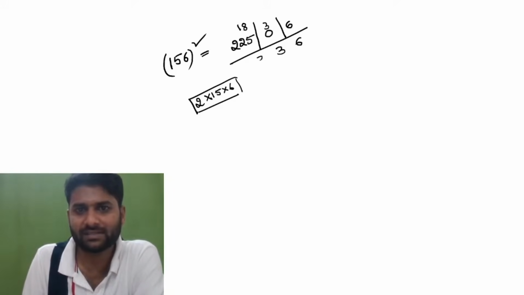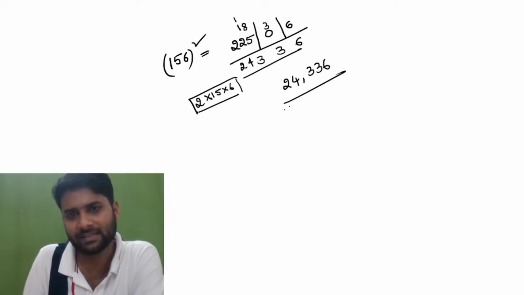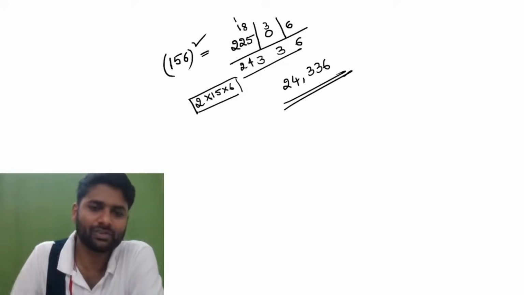8 plus 5 is 13. Again, 1 carry over, or 25 plus 18 is 43. So finally, the resultant is 24,336. So is it clear, this approach?